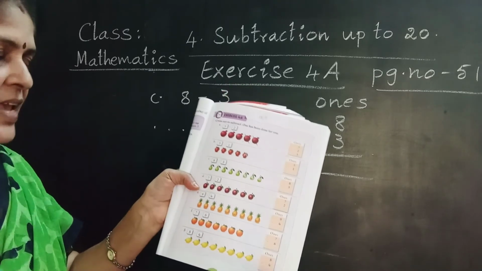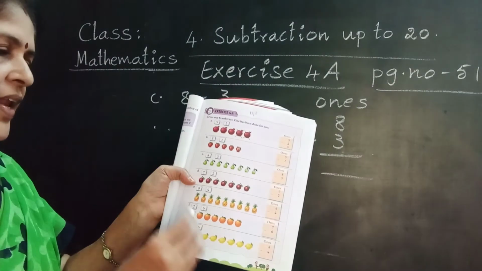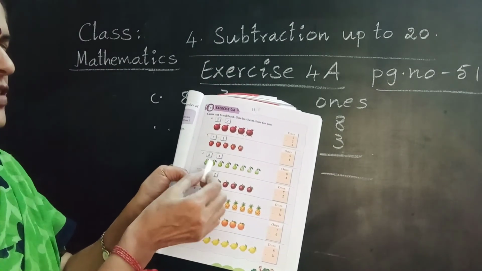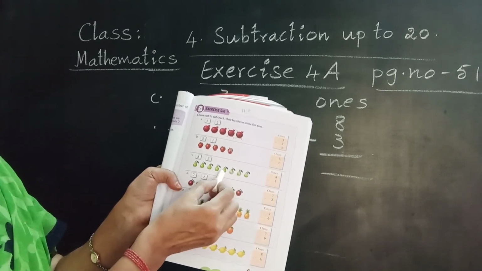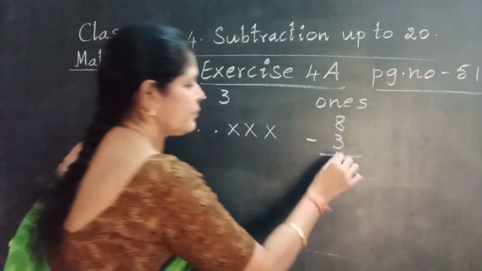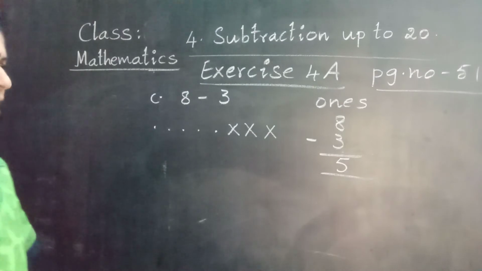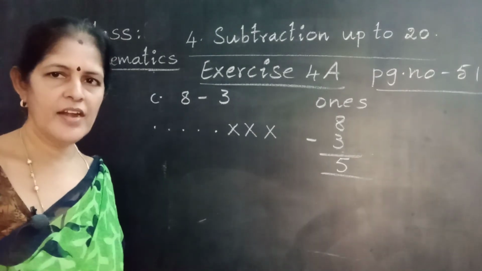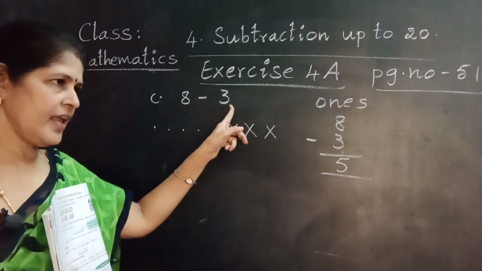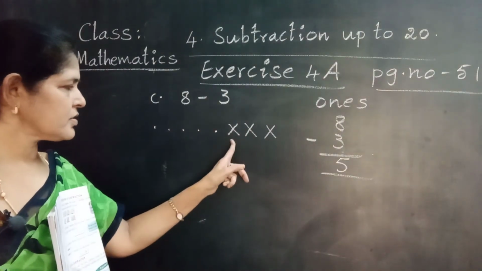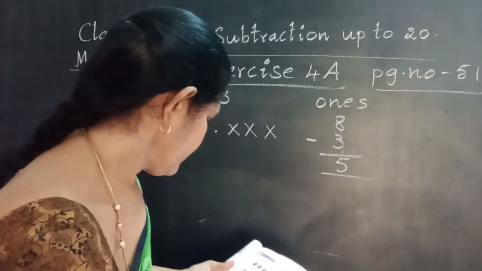Minus 3 means we take away 3 fruits. Then how many are left? Let us count. 1, 2, 3, 4, 5. That means 8 minus 3, 5. Okay, understood? There are 8 fruits. We take away 3. That means crossed out 3. The answer is 5. Go to the next one, Nana.